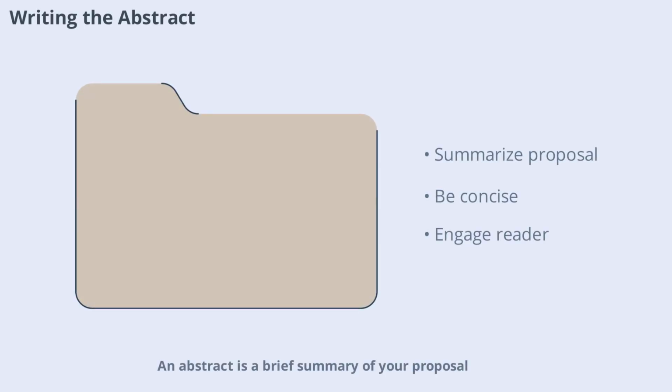An abstract is a brief summary of your proposal. It should highlight your research question, methods, and expected outcomes. Keep it concise, usually around 150 to 250 words. The abstract is often the first thing reviewers read, so make it clear and engaging. Think of it as your proposal's elevator pitch. Next, we'll look at how to tailor your proposal to your audience.